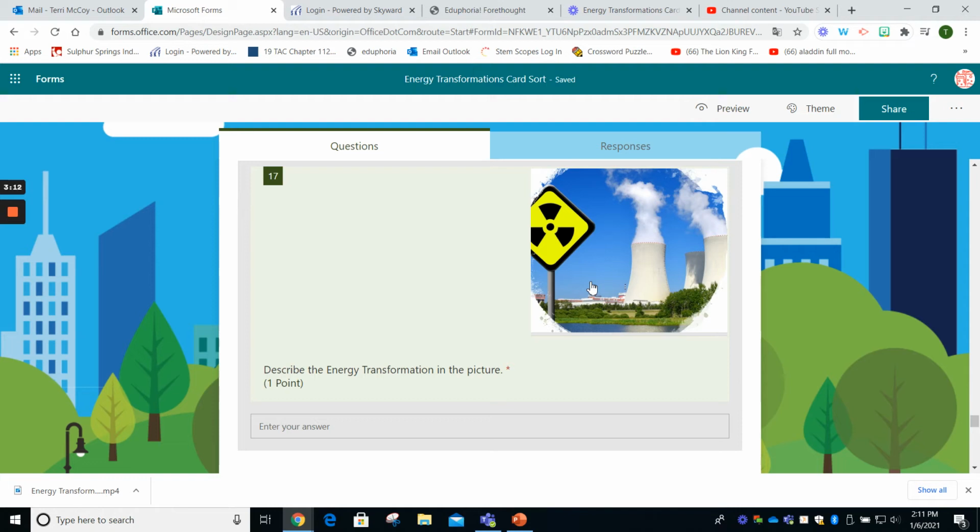If you want to know more about that, go to Clever, go to Brain Pop, and search up nuclear power plant, and it'll tell you how that works. It's really, really kind of cool.